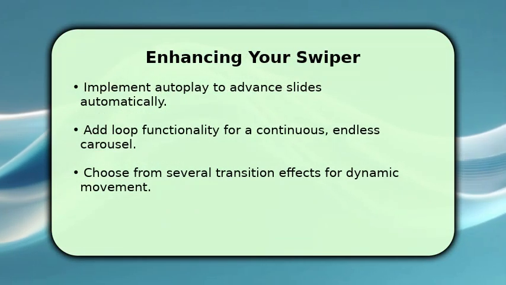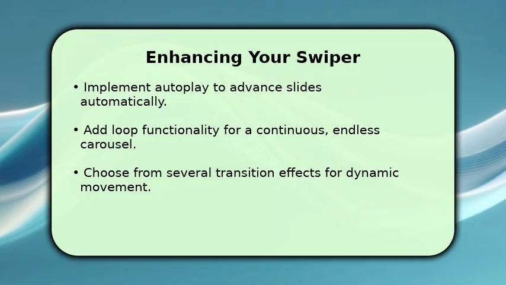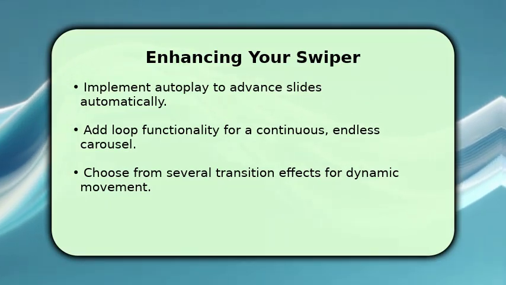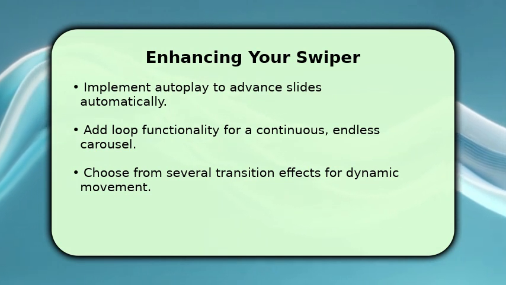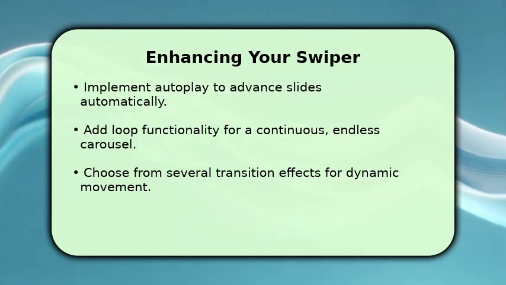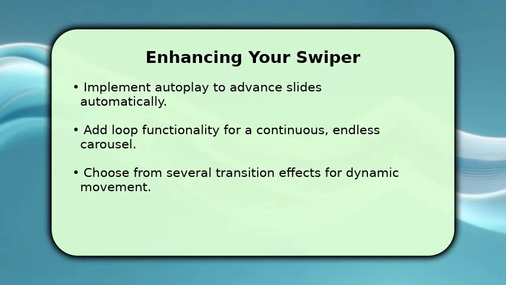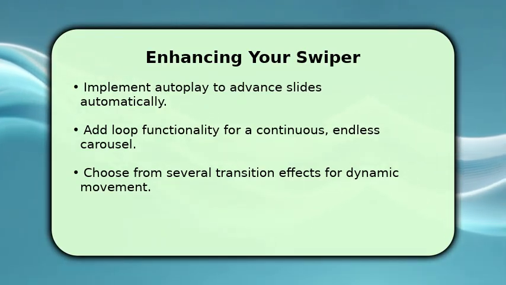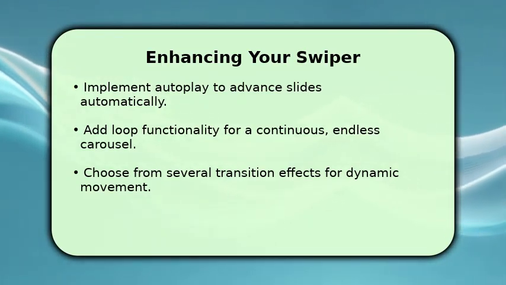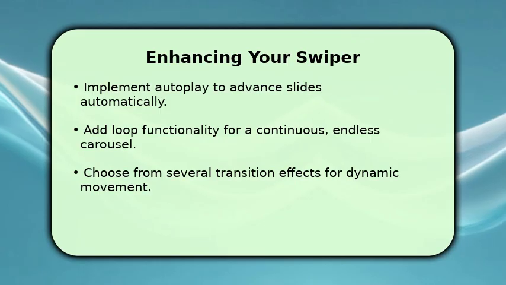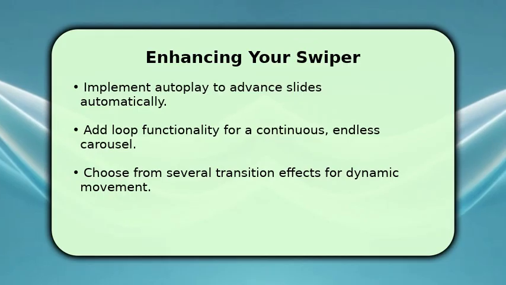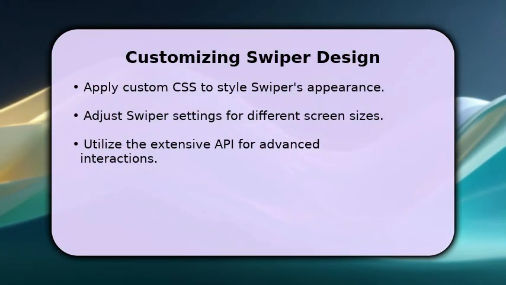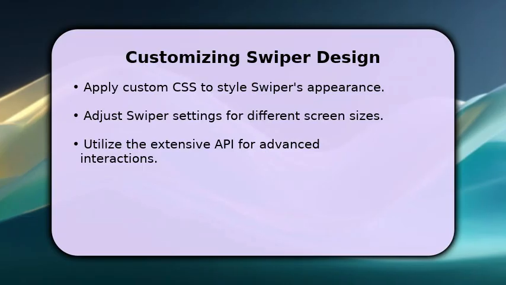To make your Swiper more dynamic, consider enabling autoplay, which automatically transitions between slides after a set delay, like 3,000 milliseconds. For a seamless experience, activate the loop option, allowing the slider to cycle endlessly. Swiper also offers various transition effects, such as fade or cube, to add a unique visual flair to your slide changes. Customizing Swiper's look and feel is straightforward using CSS.